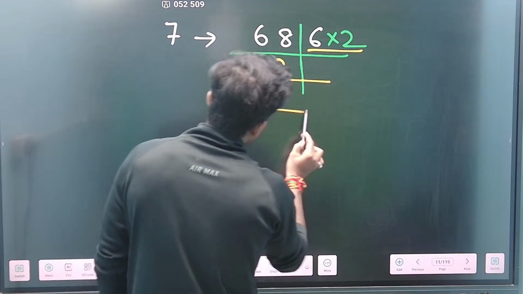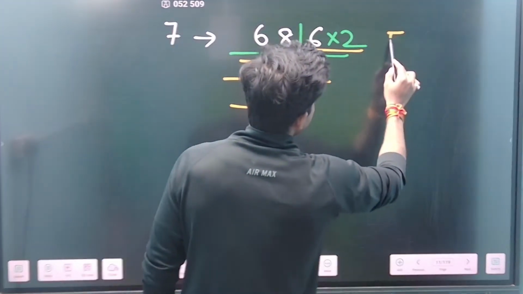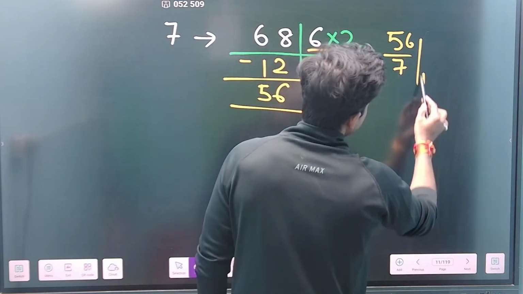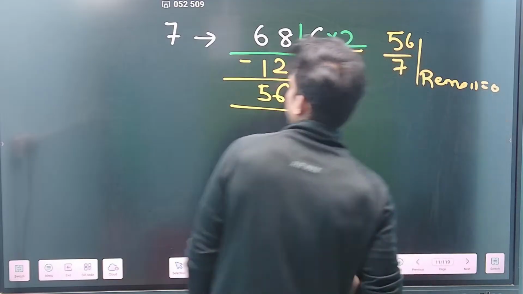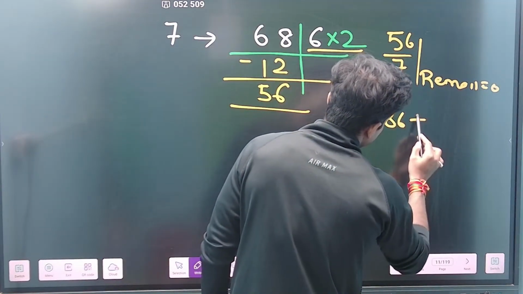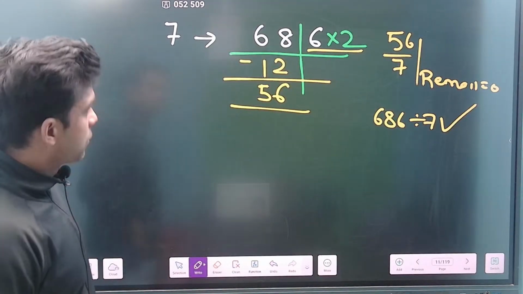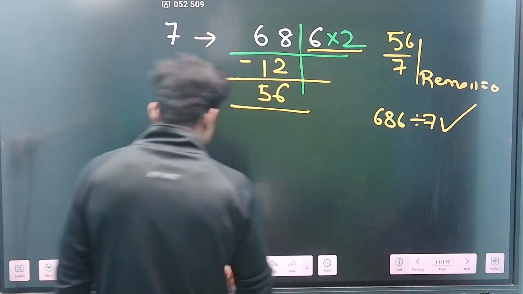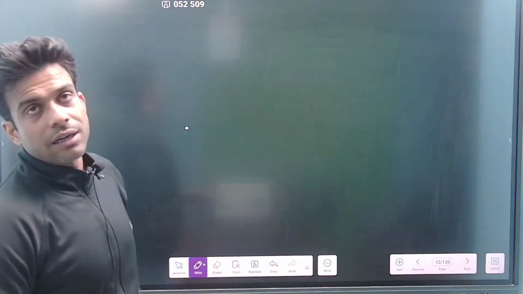I know that 56 is divisible by 7 and the remainder is 0. So I can say that 686 is absolutely divisible by 7. I hope you understood this. Okay, let's take one more example, then you will understand. Let's take 2 examples so that you understand this in a very good way.